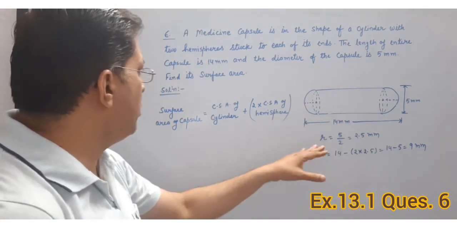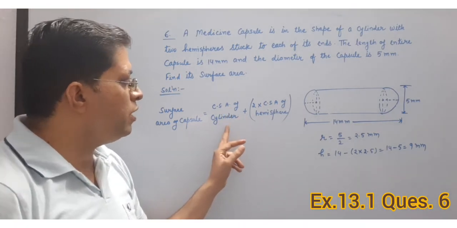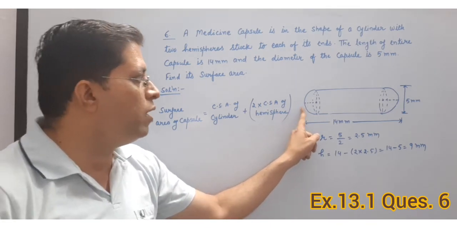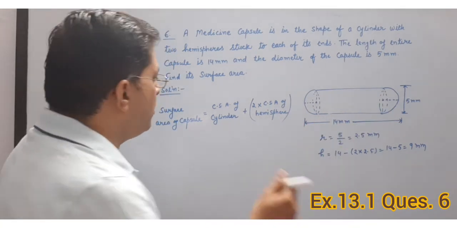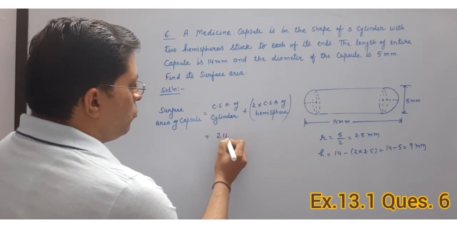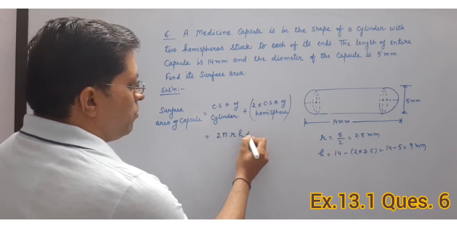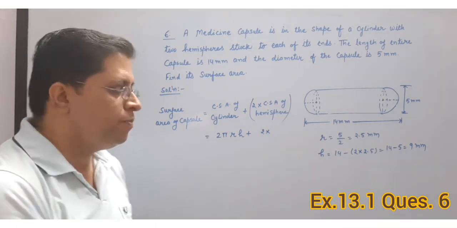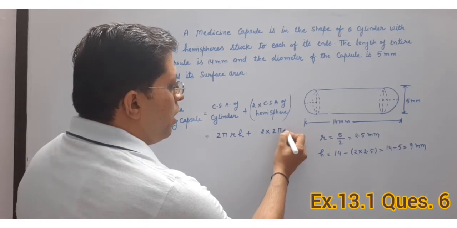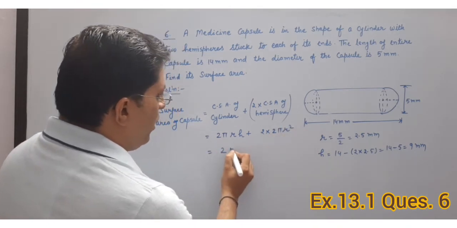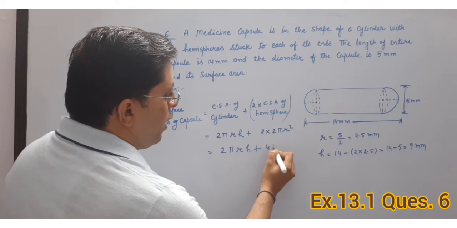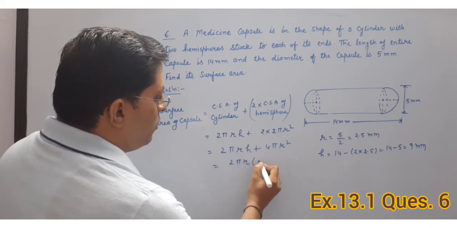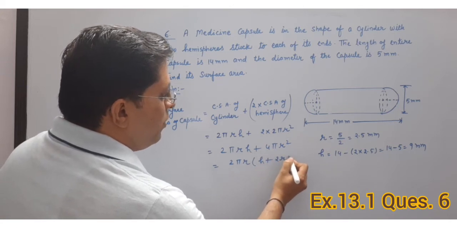And what is the total surface area of the capsule? CSA of cylinder plus 2 into CSA of hemisphere, because hemispheres are 2, 1 and 1. What is CSA of cylinder? It is 2 pi r h. And CSA of hemisphere is 2 pi r square. So 2 pi r h plus 4 pi r square. Okay, 2 pi r is common here, h plus 2r will be here.